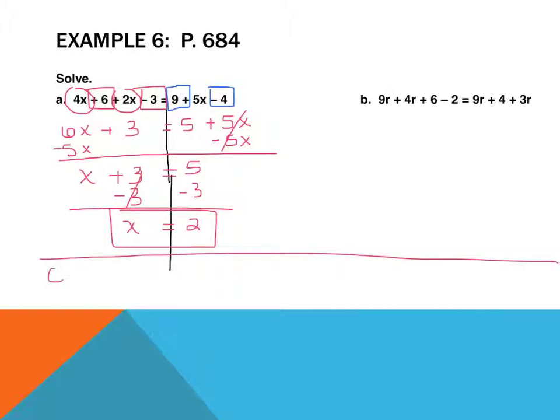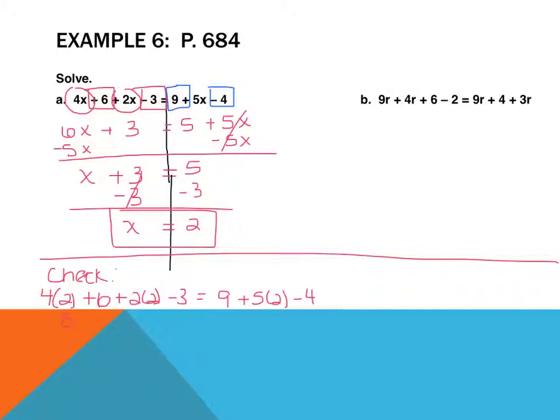Alright, so to check this, I have 4 times 2 plus 6 plus 2 times 2 minus 3 equals 9 plus 5 times 2 minus 4. Okay, so we're just going to solve this using order of operations.